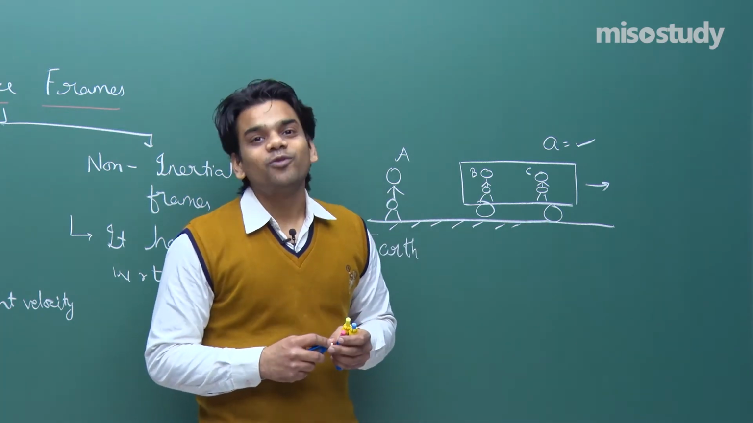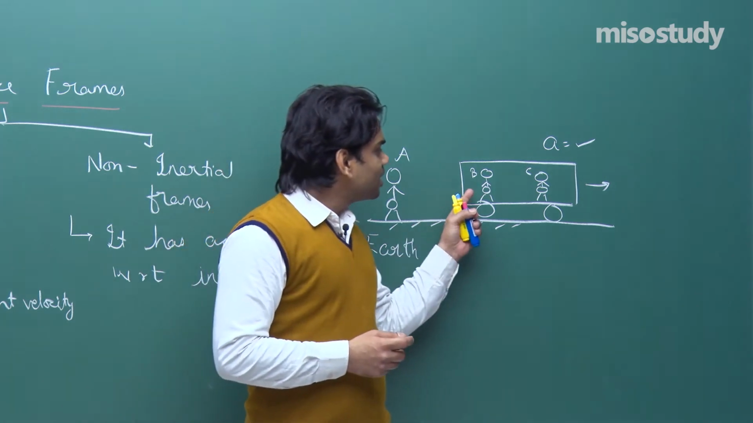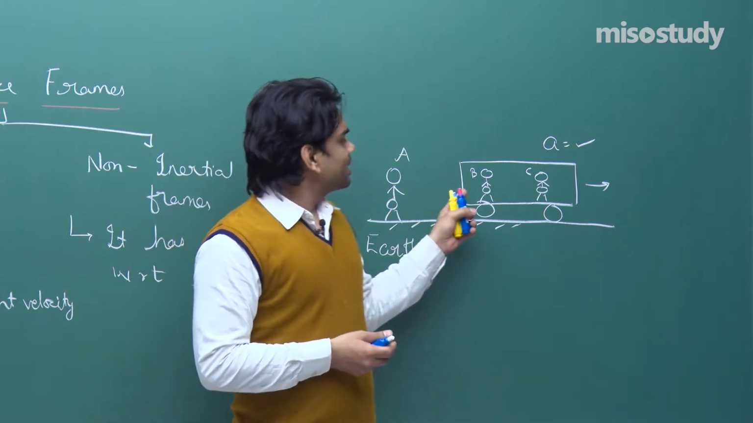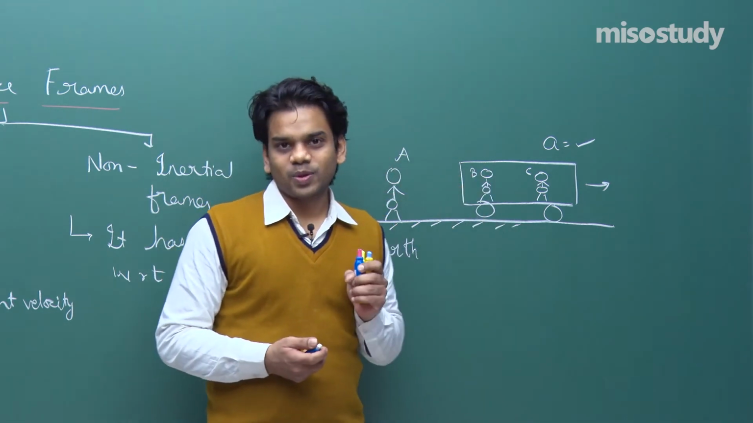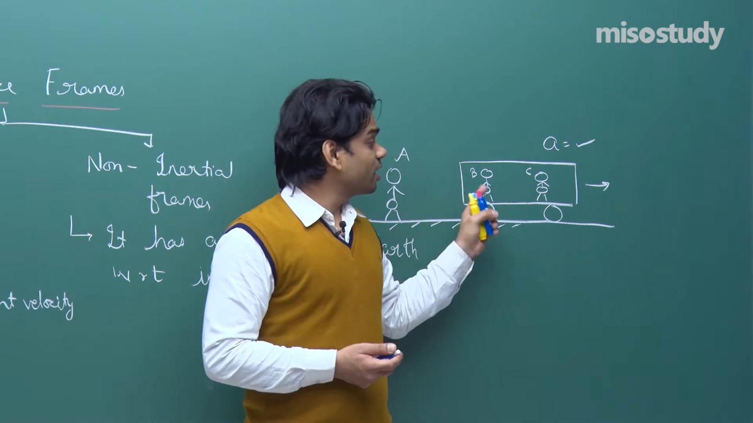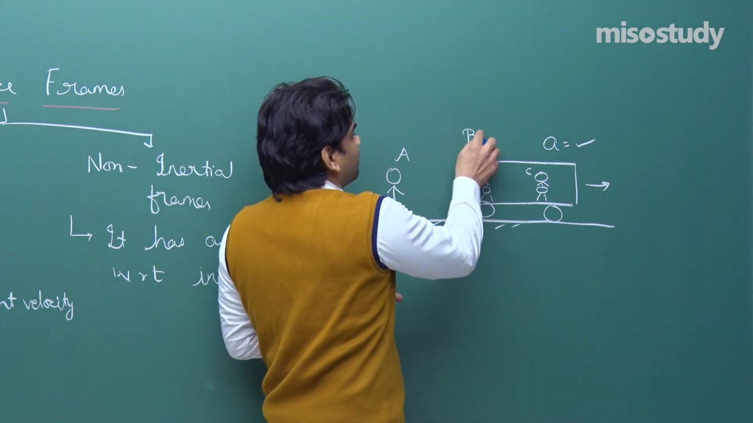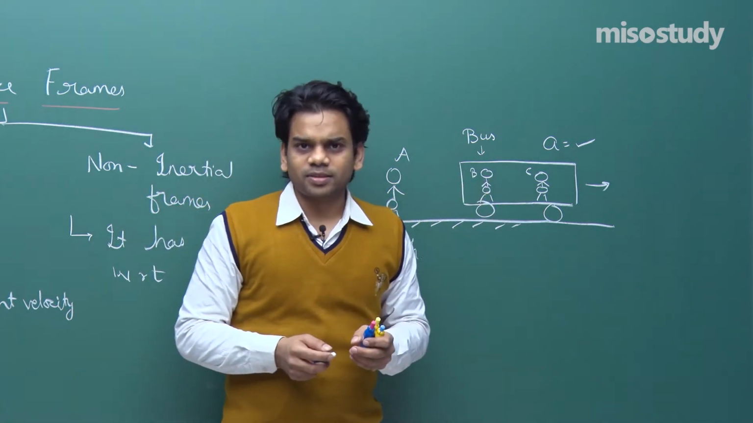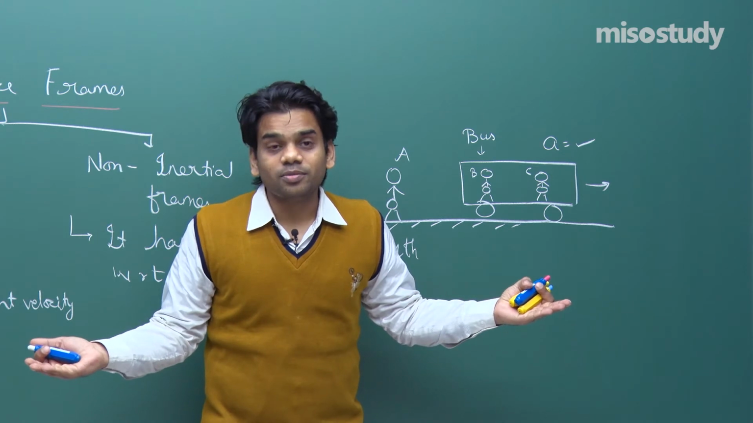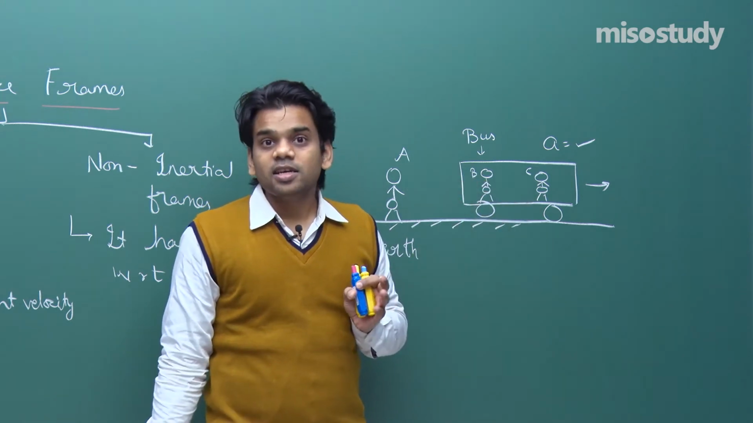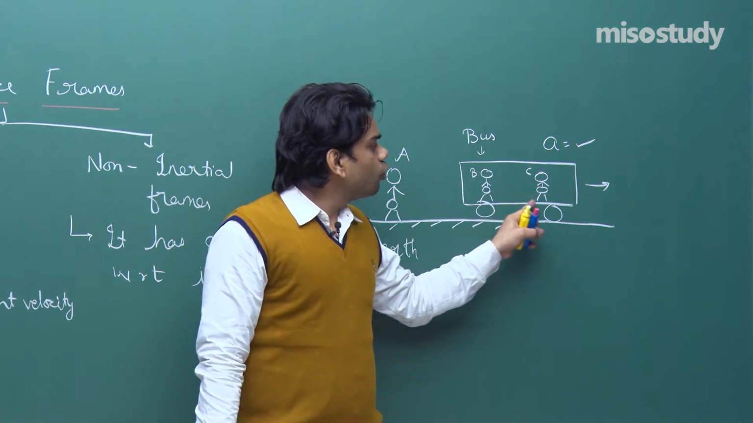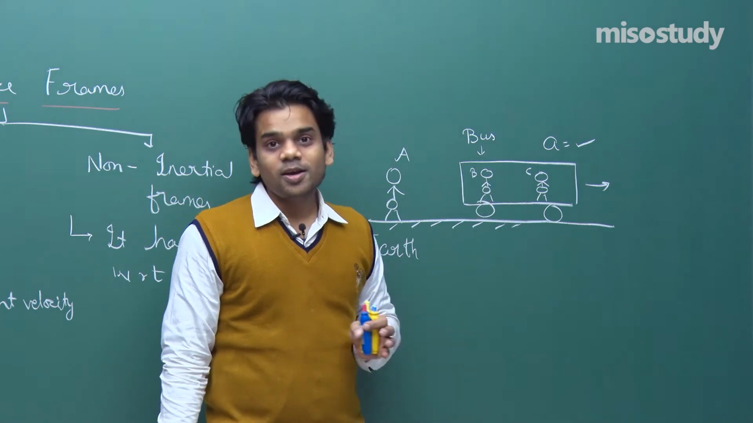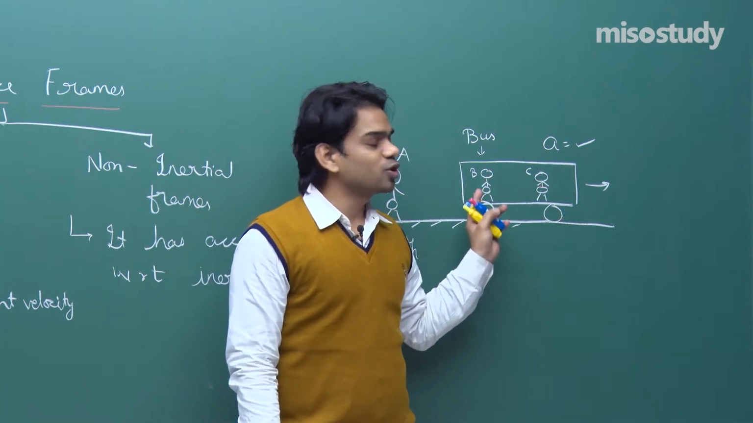So that means a force should be acting on this boy, mass of B into acceleration, mass of C into acceleration. Now let us say that B is observing C, being in the reference frame of B, the reference frame of the bus. B observes C, and he will say that C is at rest with respect to him. So that means no force should act on the body C.